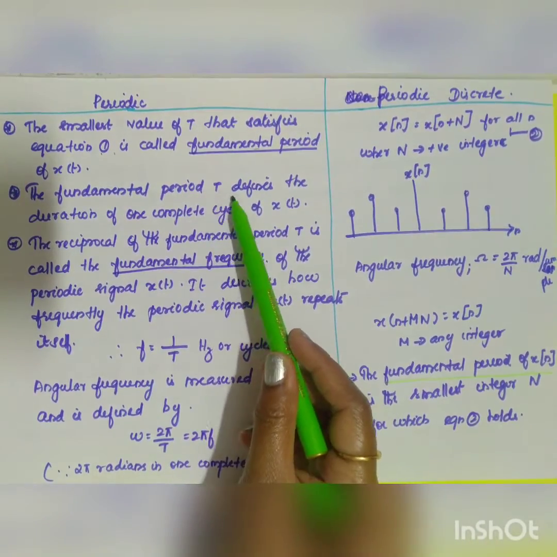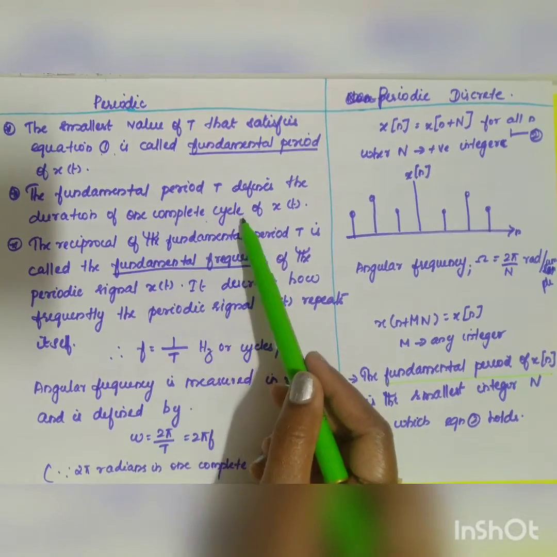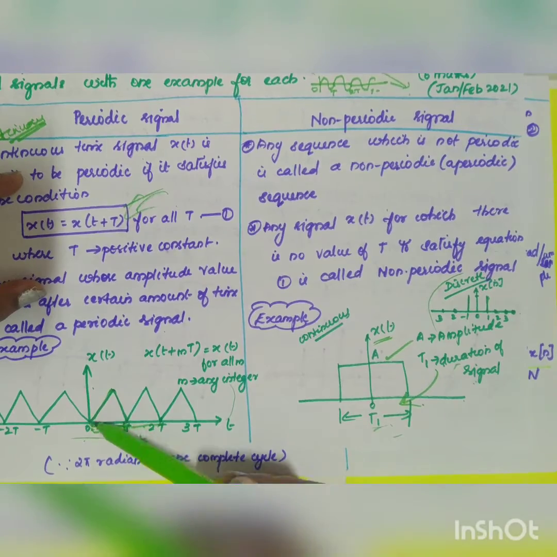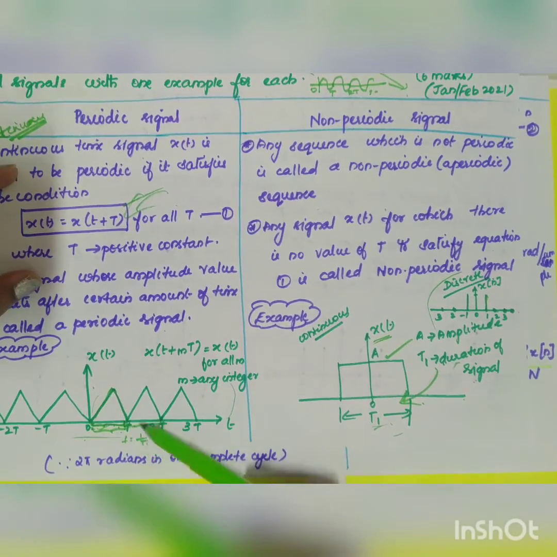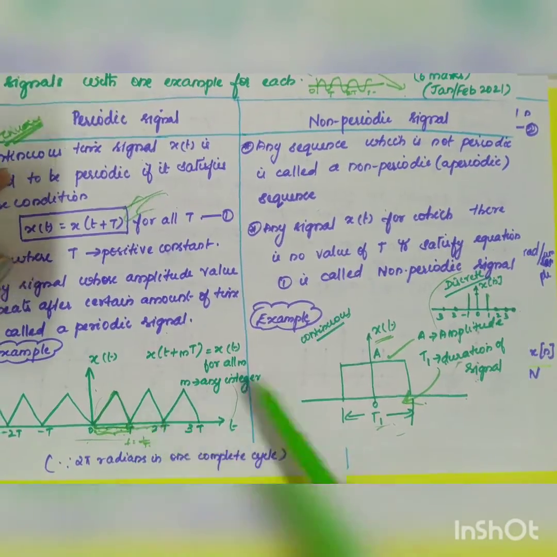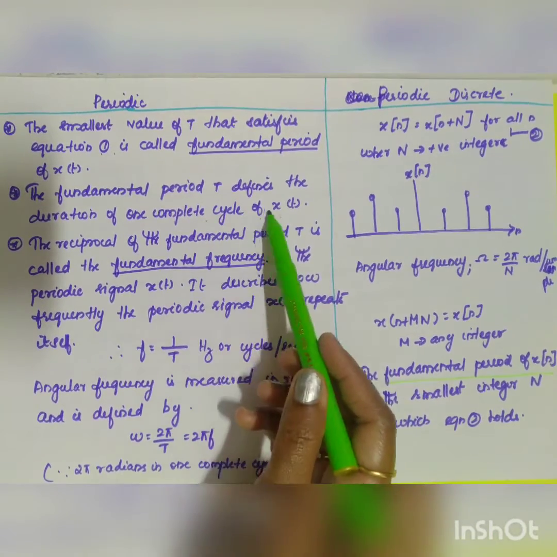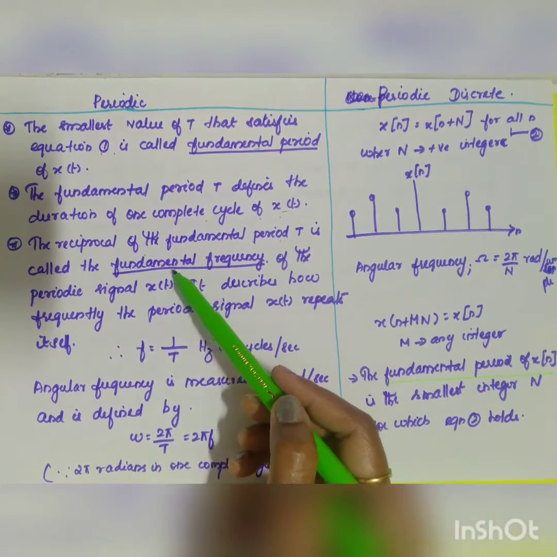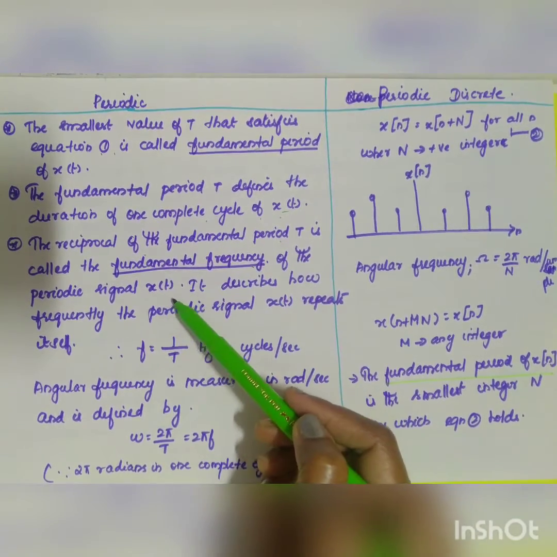The fundamental period T defines the duration of one complete cycle of x of t. So it defines one complete cycle. If it is a sinusoidal wave, then one complete cycle. Here it is a triangular wave. It defines one complete cycle of x of t. The reciprocal of the fundamental period T is called what? The fundamental frequency of the periodic signal x of t.